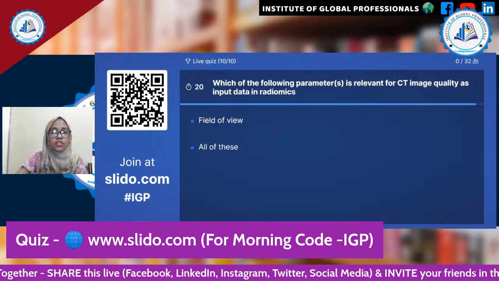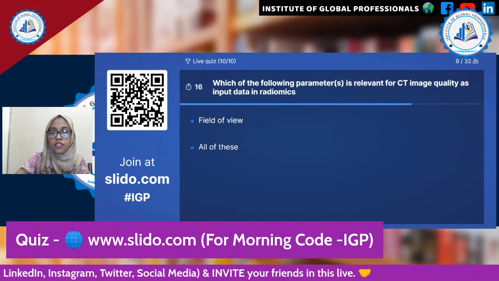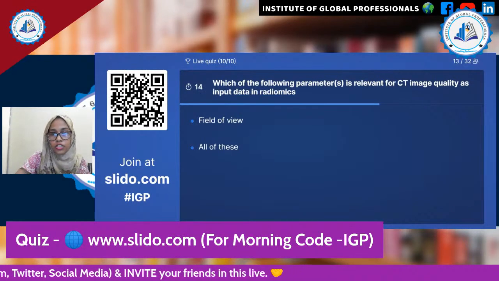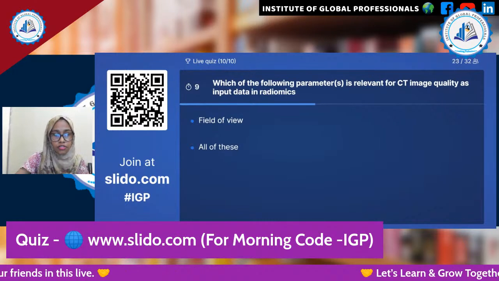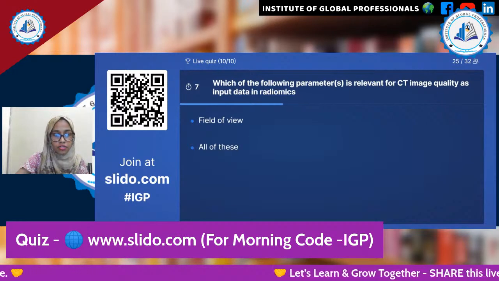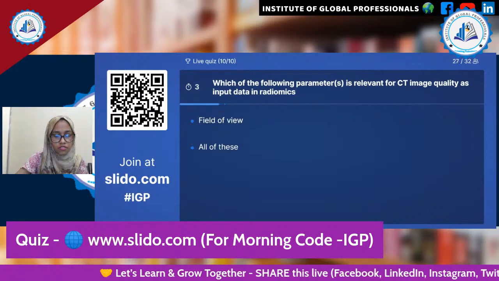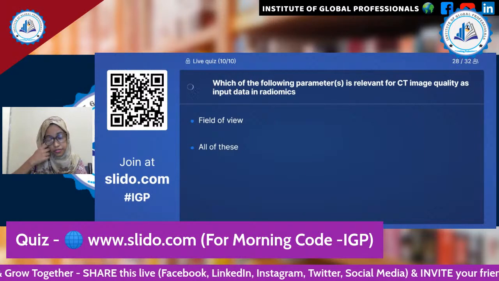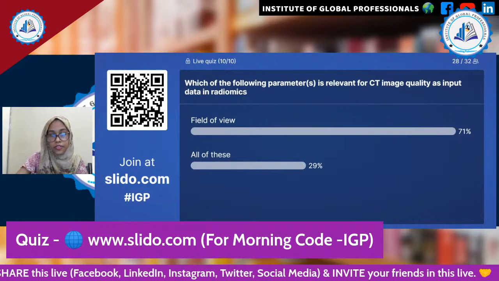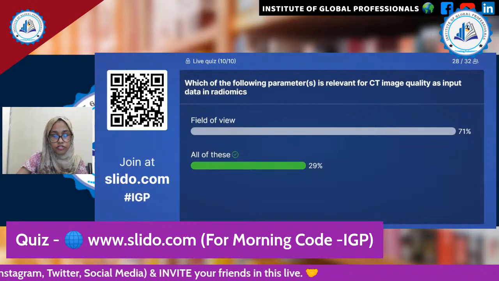Last question. Which of the following parameters is relevant for image quality as input data in radiomics? First option, field of view. Second option, all of this. And the correct answer is option 2, all of this.